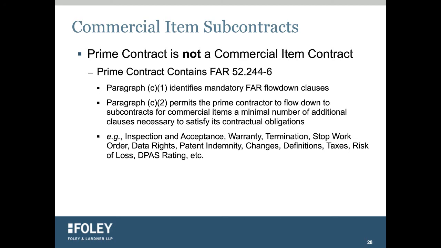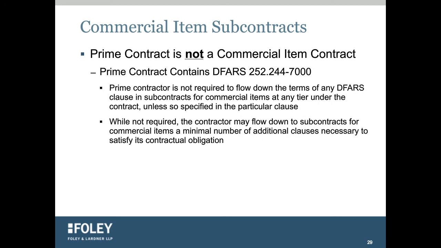If the prime contract is not a commercial item prime contract, it will also contain this DFARS clause. As I mentioned, the clause says that the prime shouldn't flow down any clauses that aren't required for commercial item subcontractors, but they still have the minimal number of additional clauses necessary to satisfy contractual obligations language. So again, it's kind of given the primes and higher tier subcontractors carte blanche to include everything.